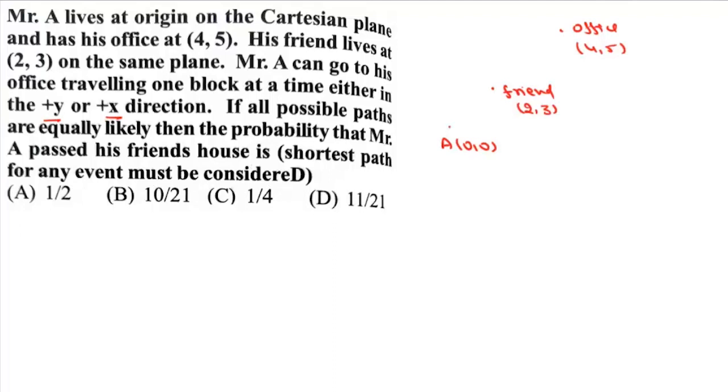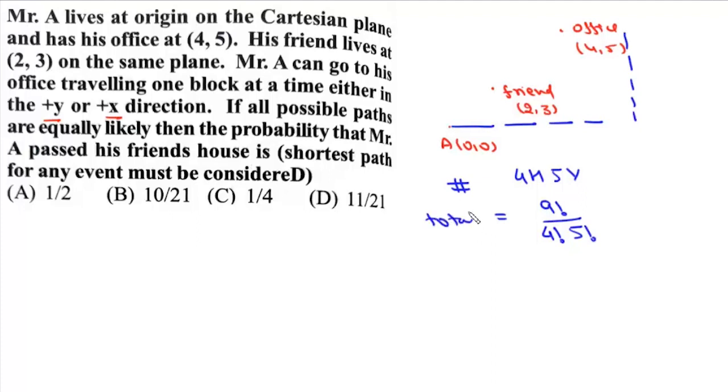Now first we need to find the total number of ways in which this man A can reach his office. In order to reach his office, he must travel 4 blocks in x direction and 5 blocks in y direction. So the total number of ways will be the total arrangements of 4 horizontal and 5 vertical blocks. Total is factorial 9, 4 horizontal are same and 5 vertical are same. So it will be factorial 9 divided by factorial 4 factorial 5. So this is your total number of ways of reaching office.